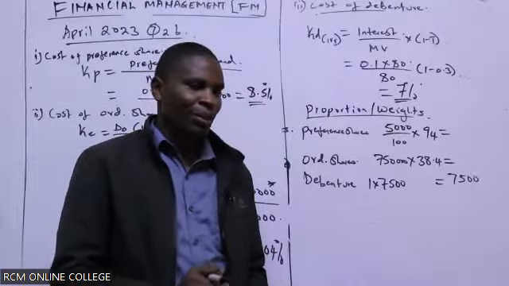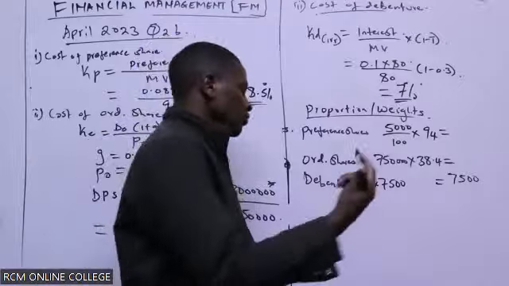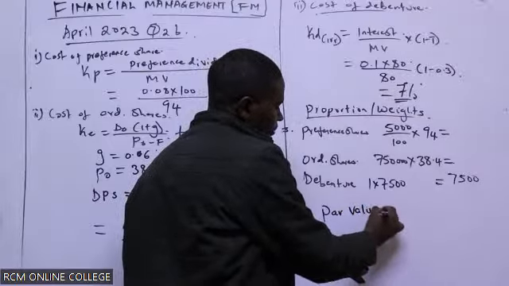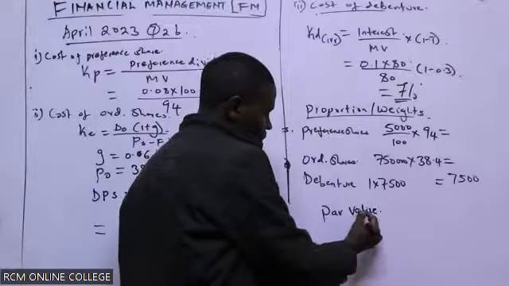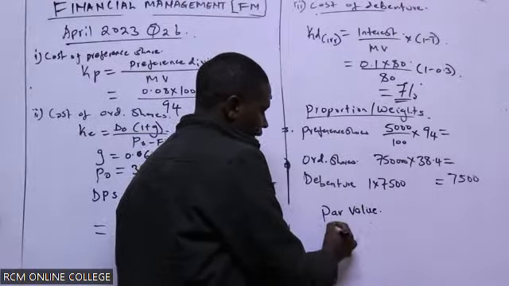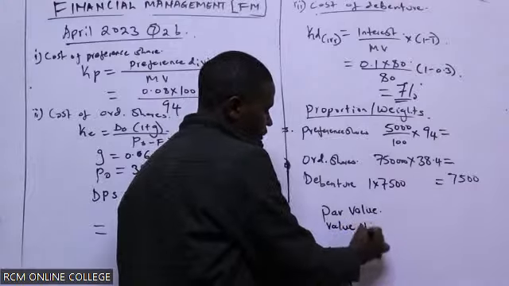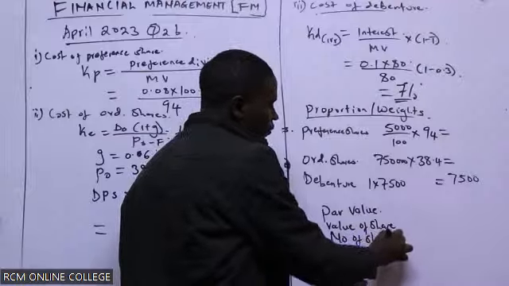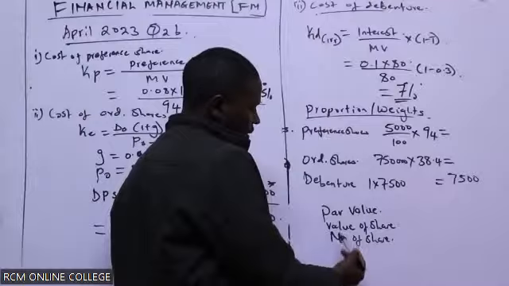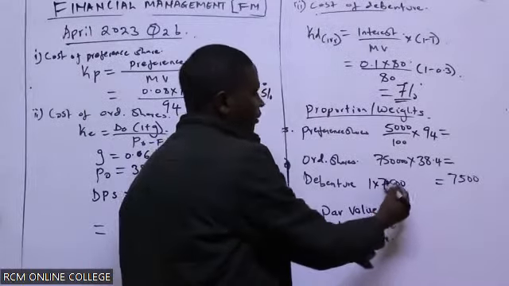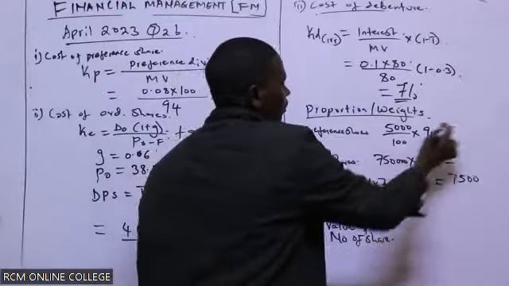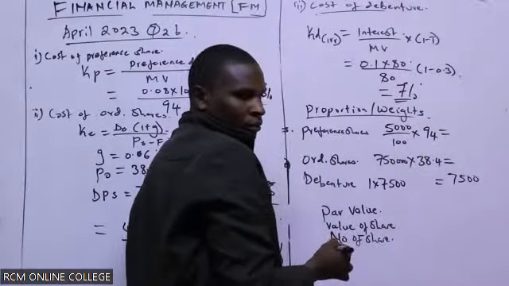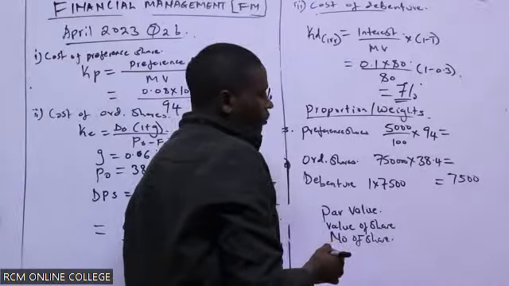Why do we use par, by the way? A good question from Immaculate. Why do we use par value? I told you there are these three things: there is par value, there is value of share, and there is number of share. So the moment we are given number of share, this is what we are looking for here. Here we need to get the number of share. So preference share numbers will be this, divided by par, to find number of share.